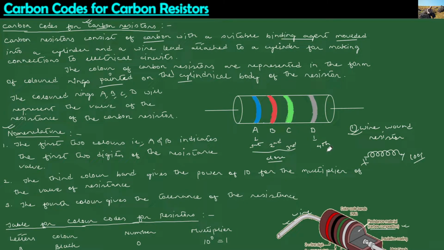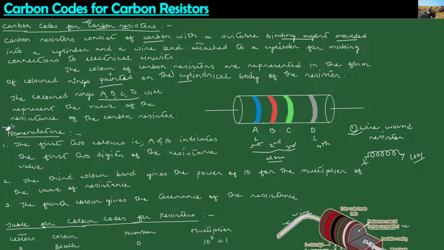All carbon resistors will have 4 sets of color bands: A, B, C, D, or 1, 2, 3, 4. Now, these first two colors indicate the first two digits. We will go into that.